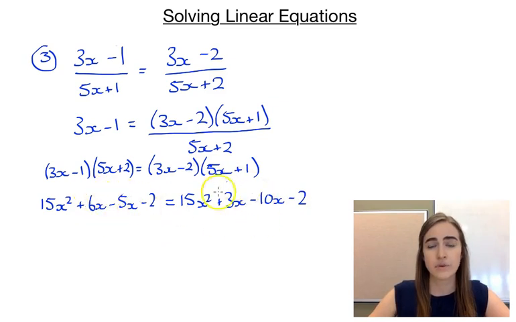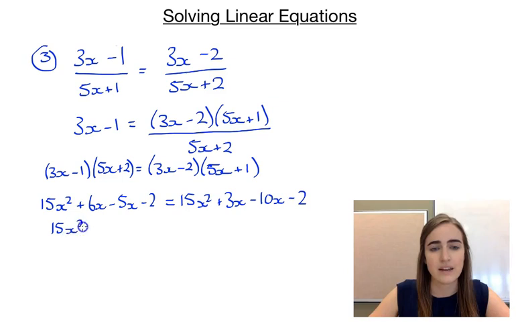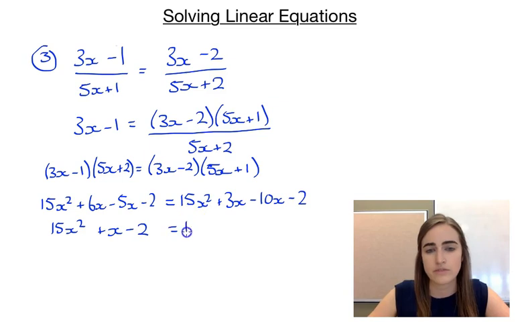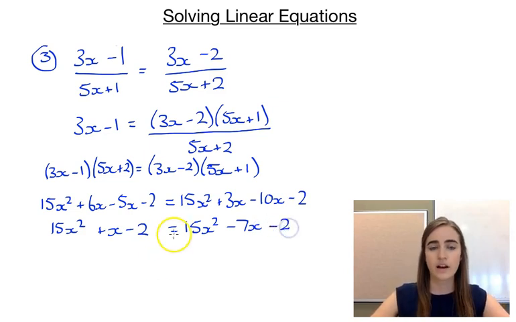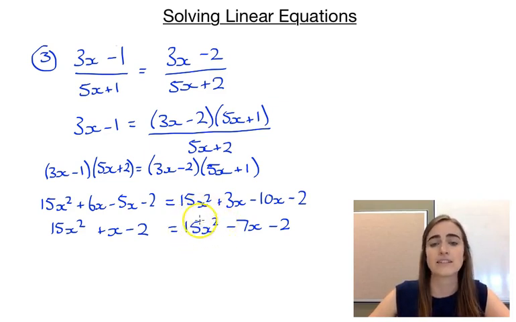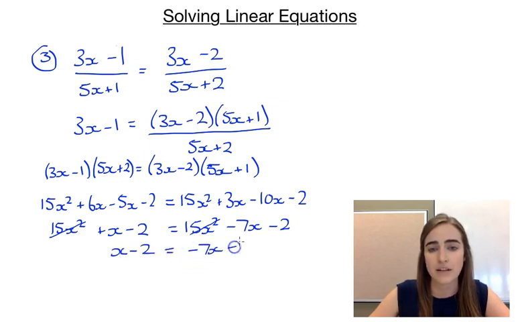Alright, so let's go through and collect like terms on both sides. So we're going to have 15x squared + x - 2 = 15x squared - 7x - 2. Alright, so we need to get all of our terms on one side of the equal sign. So if we get rid of this 15x squared here, we'd subtract that from both sides, and they'd end up cancelling each other out. So now we've got x - 2 = -7x - 2.